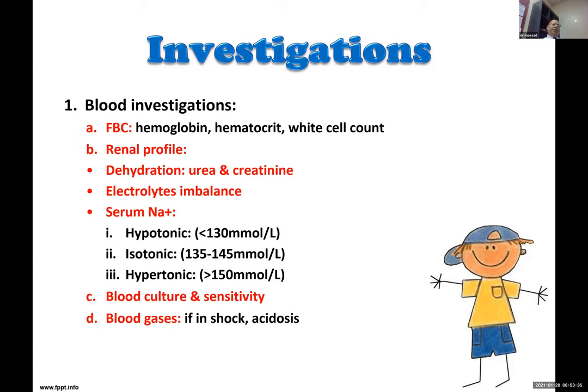So we have now detailed the introduction, observation, history, and then examination. The investigation is not a must for every case, especially if it is mild, but if the patient needs admission and looks sick, we consider the following investigations. Number one, the full blood count.